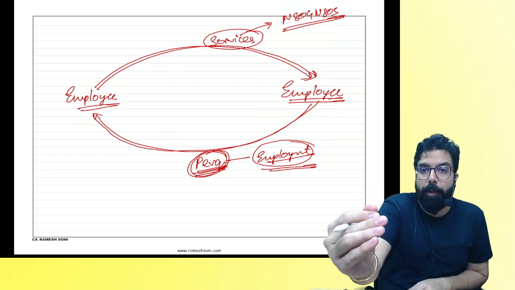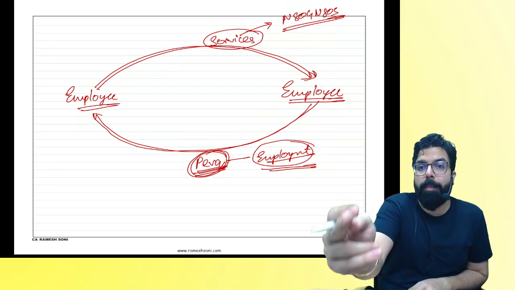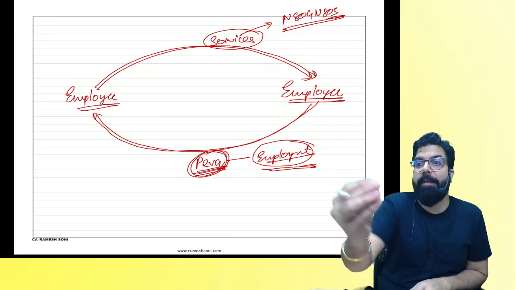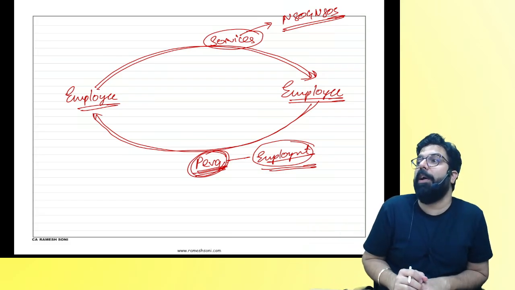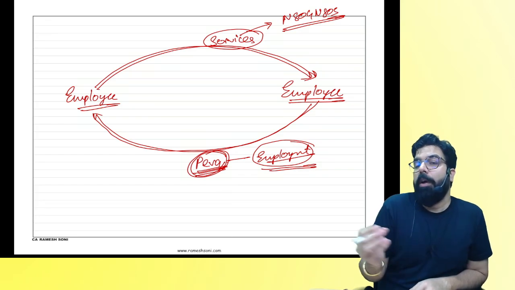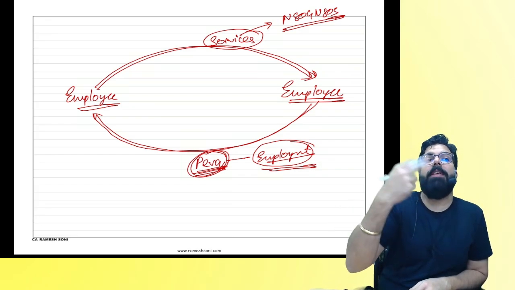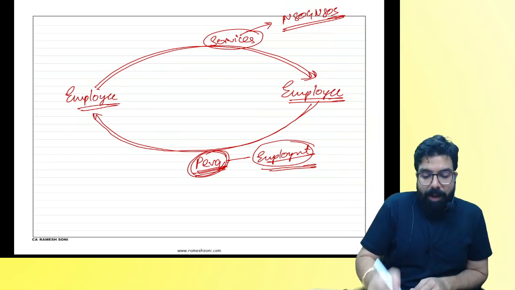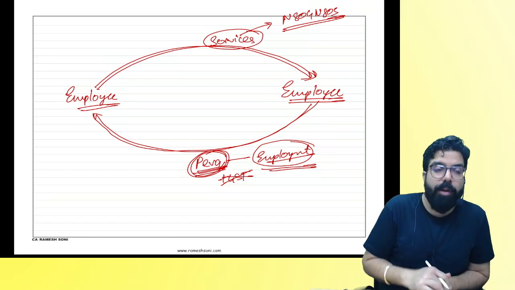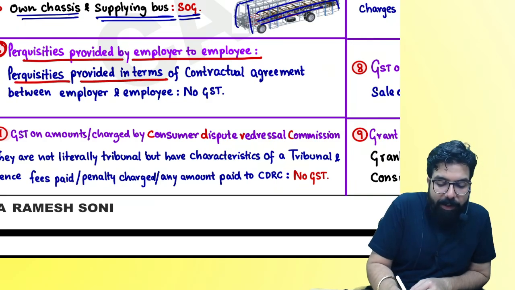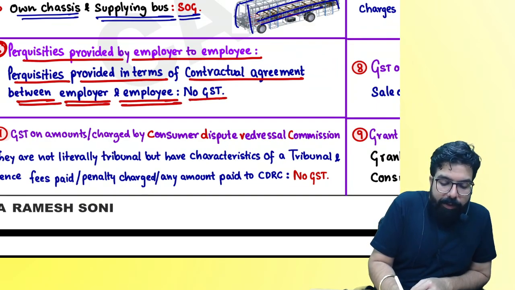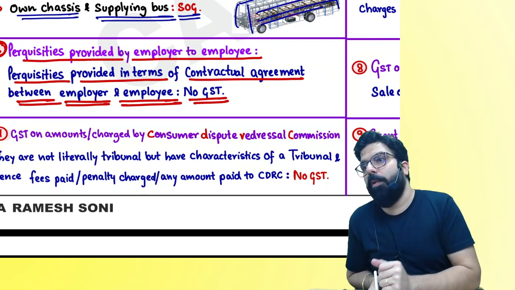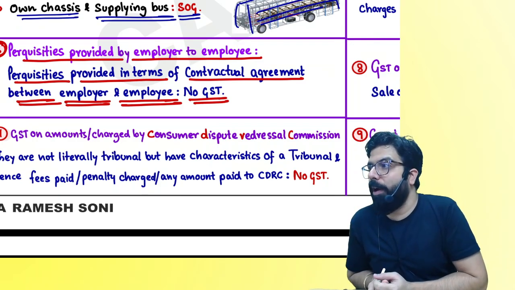When I became your employee, you told me, sir, I will give you salary, I will give you perquisites, I will give you rent-free accommodation. So my question over here, when you give me perquisites, will that be subject to GST, or is my service neither supply of goods nor supply of service, and hence there will be no GST? What do you think, everyone? And hence they have clarified that perquisites provided in terms of an agreement between employer and employee will attract no GST. Can we go ahead, everyone? Are we all clear? Sure, everyone?